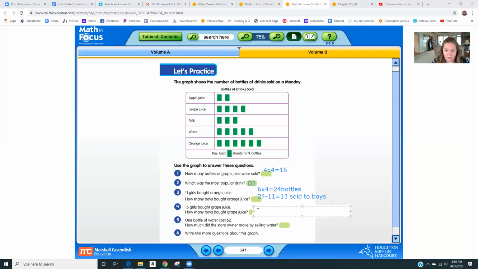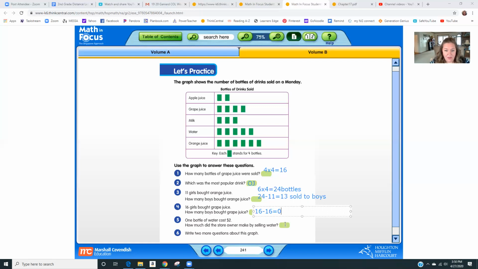So we know that there were 16 bottles of grape juice sold on Monday. 16 of them were bought by girls. How many boys bought grape juice? 0 boys bought grape juice. 16 of those bottles were sold to 16 girls.